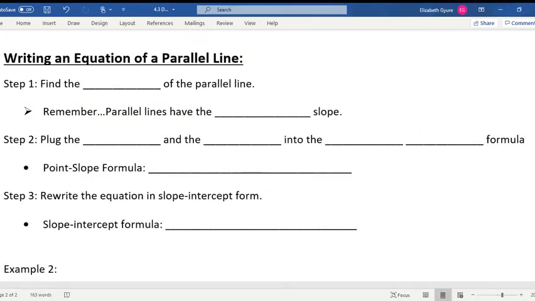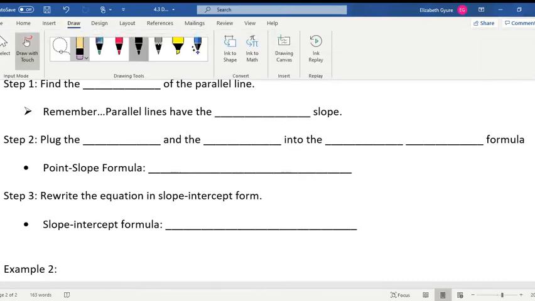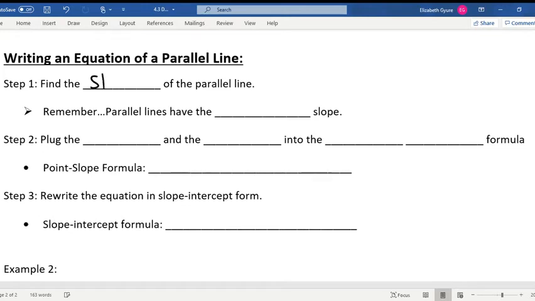All right, so writing an equation of a parallel line. All last week, we learned about writing equations of lines. We're going to continue with that, except now specifically parallel lines. So we have 3 main steps here. First, we are going to find the slope of the parallel line. We got to identify what the slope would be, because remember, parallel lines have the same slope. So we got to figure out what slope we need to use.